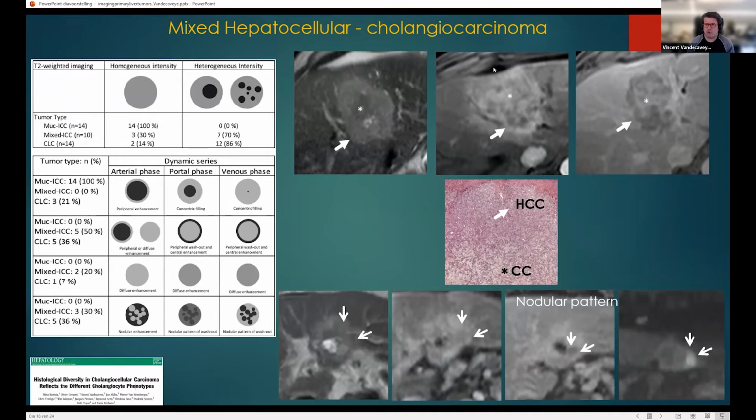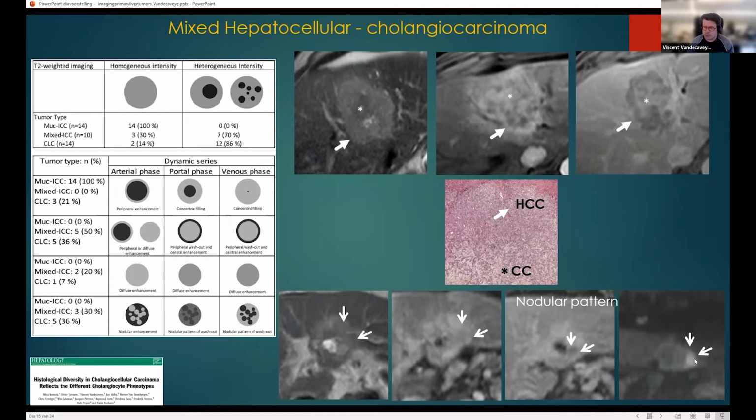We have a really very aggressive looking arterial heterogeneous enhancement, but the clue comes in the venous phase. We have this small hypointense border around the tumor, which corresponds to the hepatocellular cancer part of this tumor. And in the center, in the cholangiocarcinoma part, where we have a lot of abundant fibrous stroma, the contrast is showing its typical cholangiocarcinoma behavior. It's showing passive diffusion into the cholangiocarcinoma component. This is a nodular pattern.